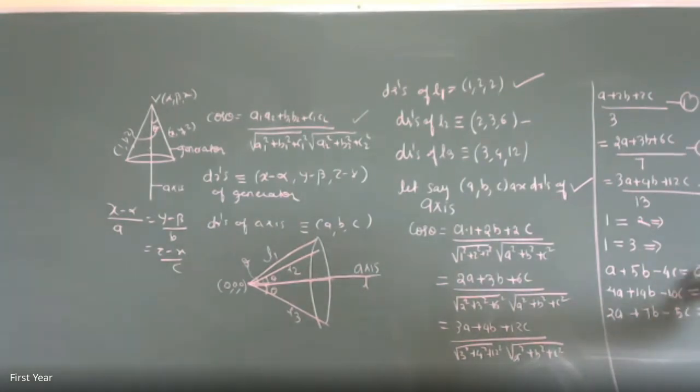Use Cramer's rule, you get the value of ABC. So A will be, close this, minus 25 plus 28, that is 3. Minus B will be, yeah, close this.